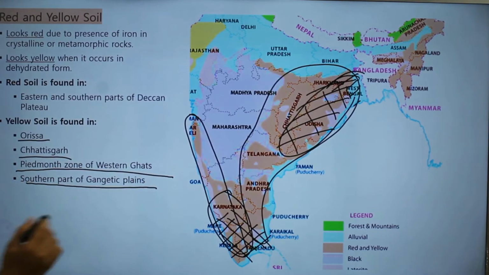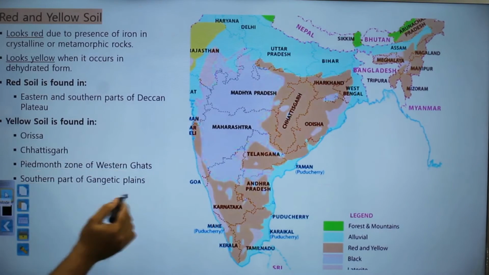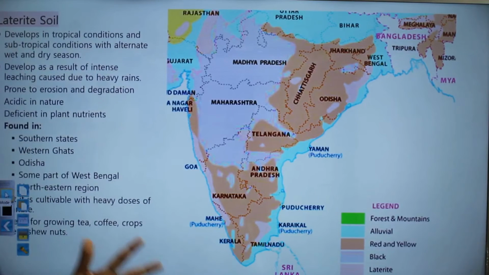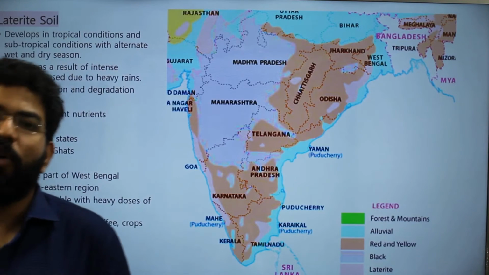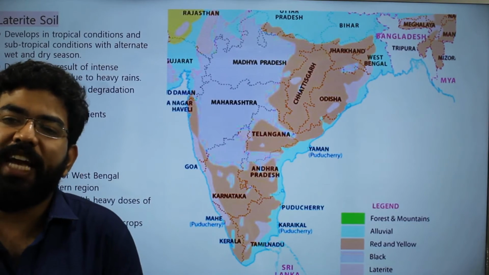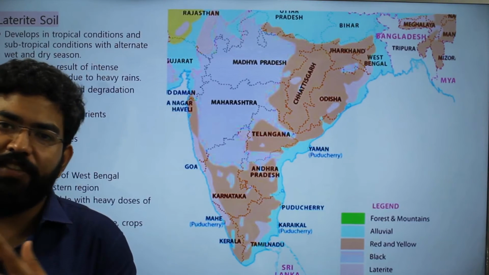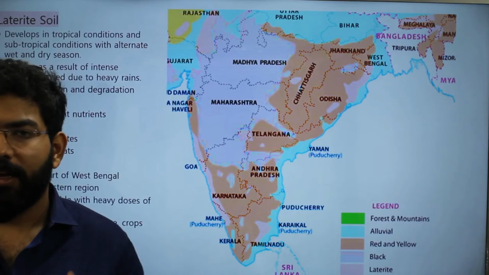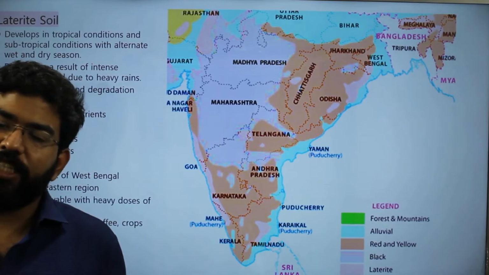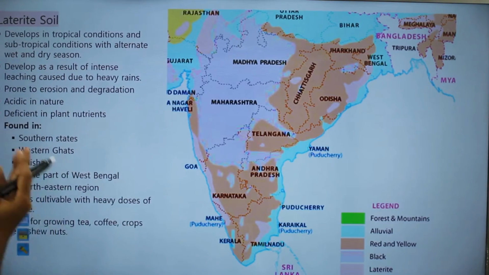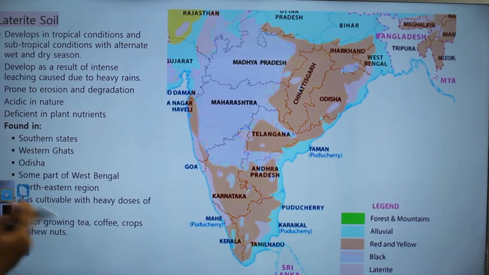Now moving on to the laterite soil. Now laterite soil is formed in those regions where you have extensive rainfall and it is followed by a period of intensive heating. So you will have intensive rainfall and extensive heating. So this is called leaching. So leaching happens in this region.